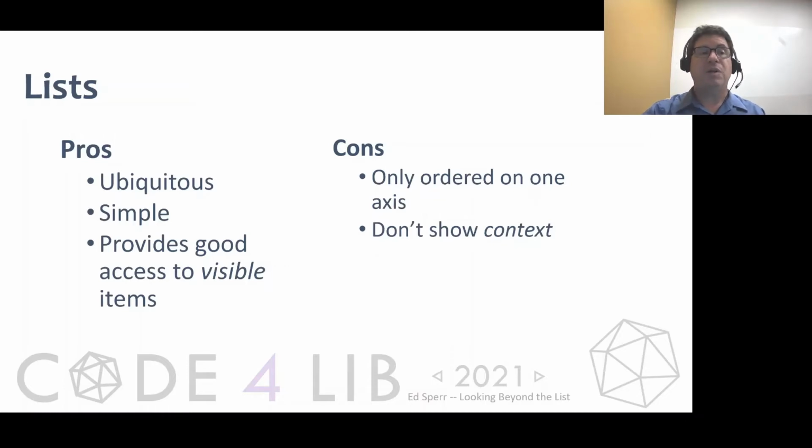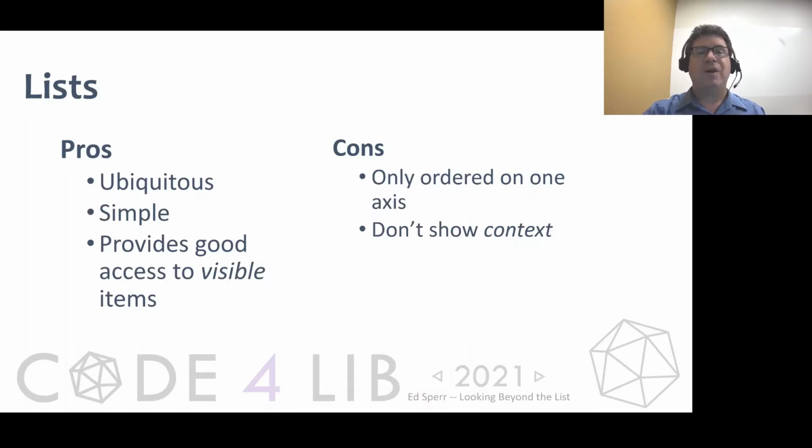Now, lists do some things pretty well. First off, because they're so ubiquitous, most of our users already understand how they work. Also, an ordered list does provide good access to those items that happen to be visible on the screen at a given time. When you see a hot link, you can click straight through.